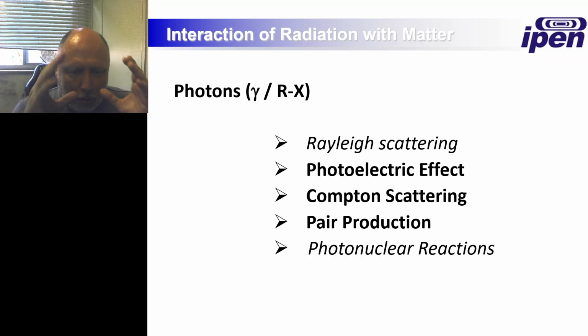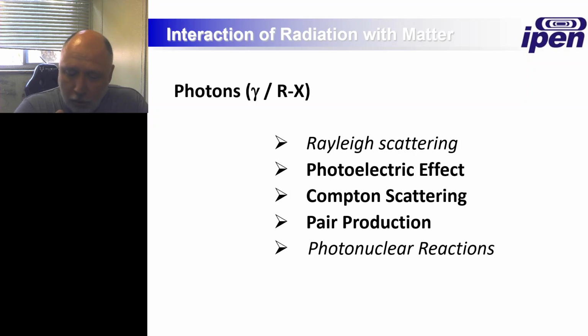So now we know how charged particles interact with matter. Now we're going to some more intricate questions, right? Because we said that charged particles interact with matter via direct Coulomb force, right? But then photons do not have charge. So how do they interact with matter?